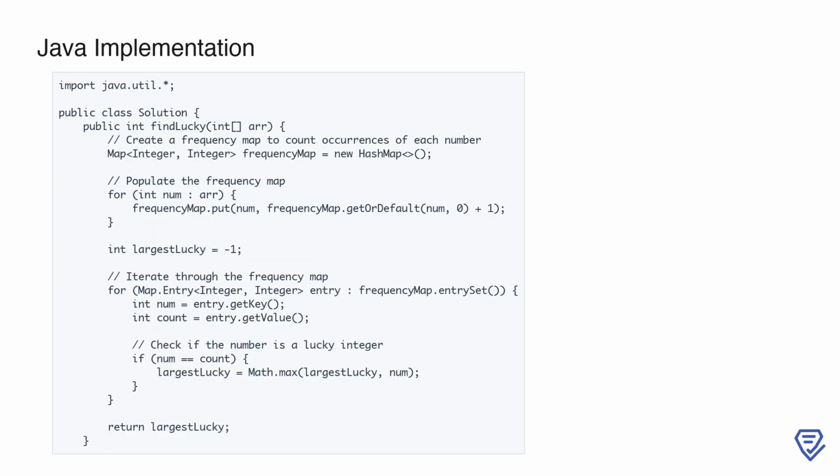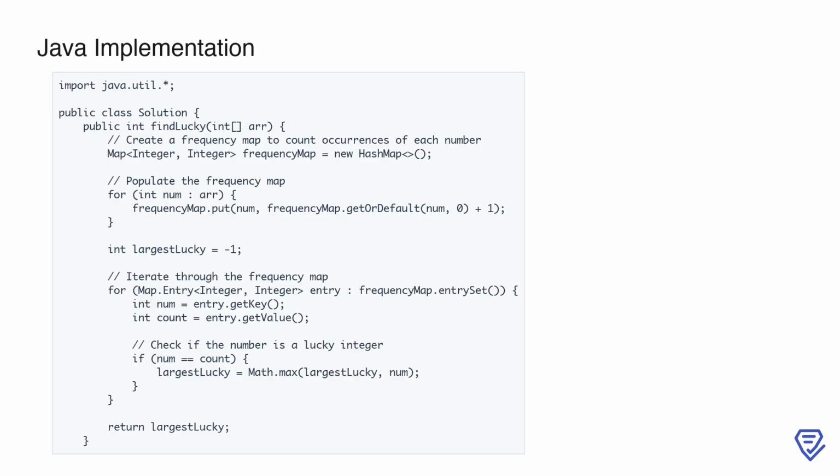Here, we start by importing the necessary libraries and defining our class and method. The method findLucky takes an integer array as input. To solve the problem, we first create a frequency map using a hash map, which will store each number in the array as a key and its frequency as the associated value. We populate this map by iterating over the array, using the getOrDefault method to handle cases where the number is not yet in the map, incrementing the count for each occurrence.